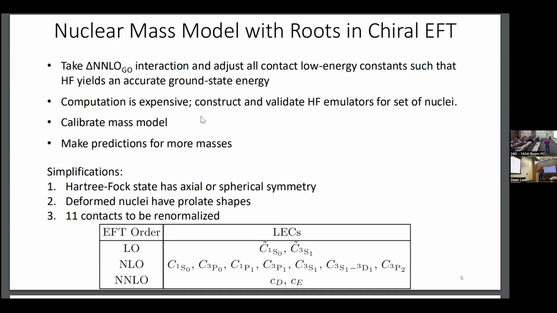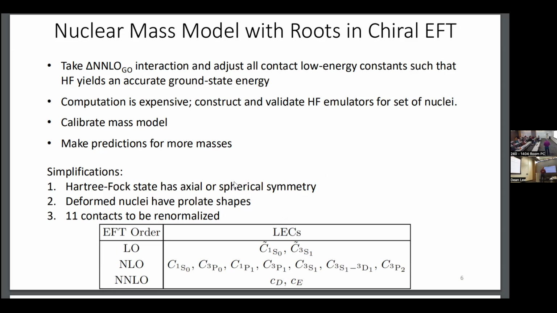The idea now is that we started from this delta-analog interaction, and we adjust all low energy constants so that Hartree-Fock gives an accurate ground state energy. So we want to calibrate a mass model and make predictions for mass models. Here, for the experts in the room, are the low energy constants that we have to adjust. But we still make a few simplifications.